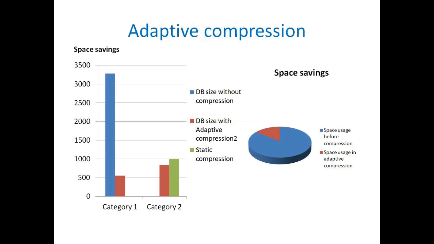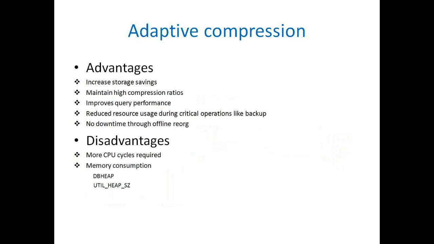So this is our experience actually. From 3.2 terabytes, after adaptive compression it came to 550 GB. And in another case, with static it was around 1 TB and it came to around 700, which is around 17% of space saving.